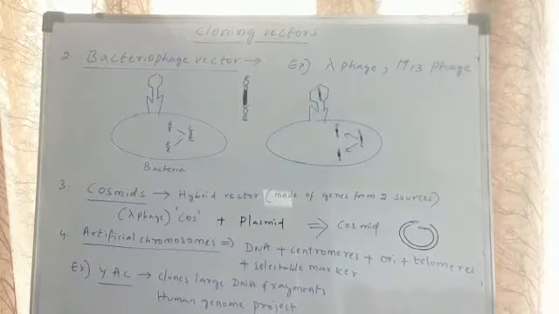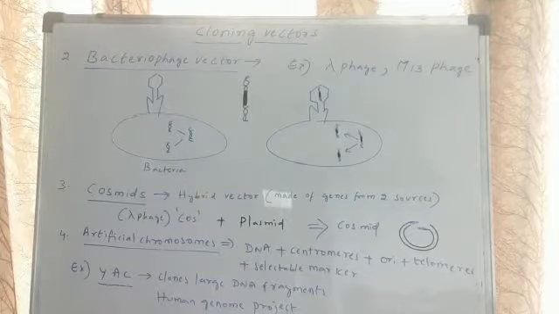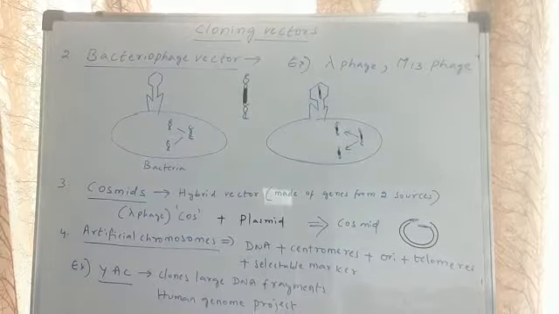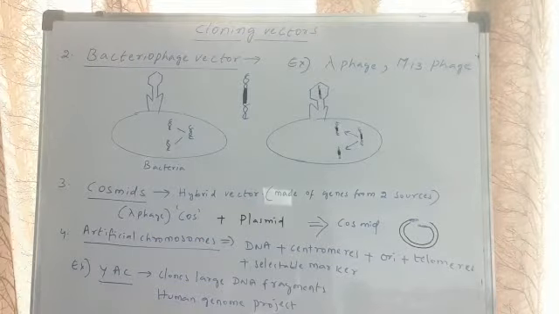In the previous class, we were discussing cloning vectors, and we also learned one example of the cloning vector, which is plasmid. We have learned about the artificial plasmids pBR322, pUC19, pUC101. And in today's class, we will be learning other examples of the cloning vectors.